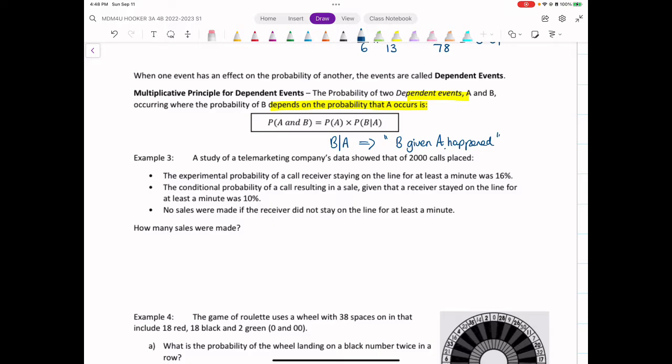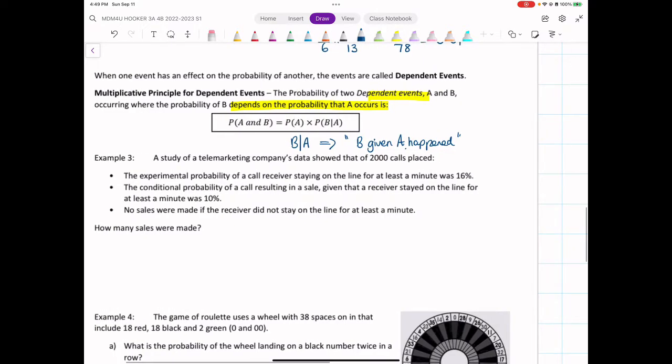So let's take a look at this example. A study of a telemarketing company showed that of 2,000 calls placed, the experimental probability of a call receiver staying on the line for at least a minute was 16%. So let's call that event A, staying on the line for at least a minute. And 16% as a decimal, 0.16. Do remember to always convert your percentages into decimals.